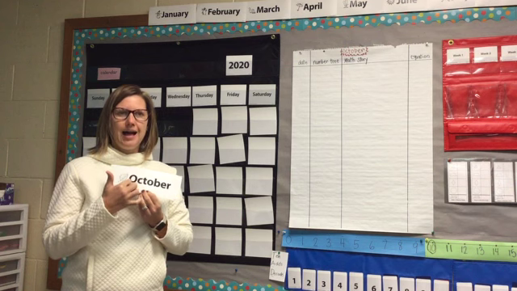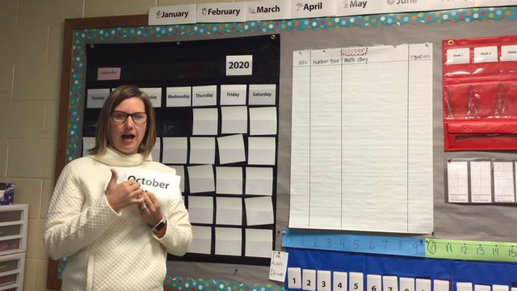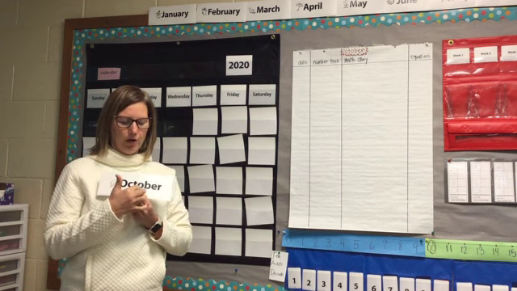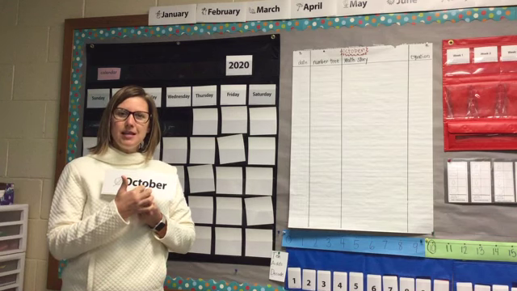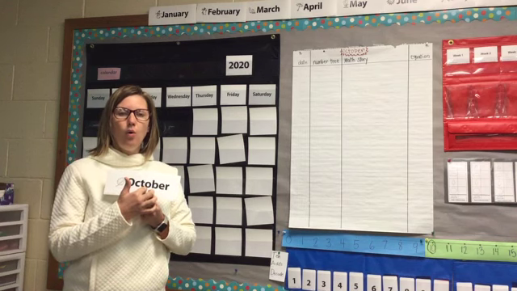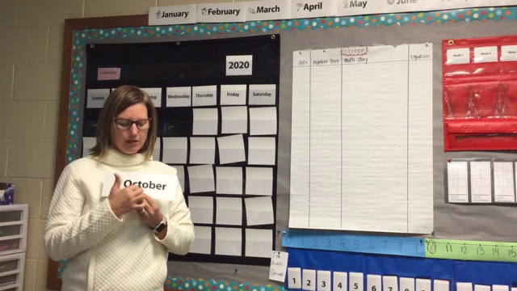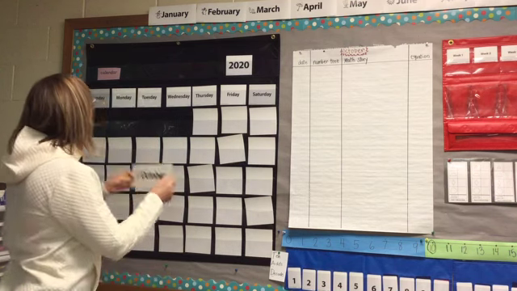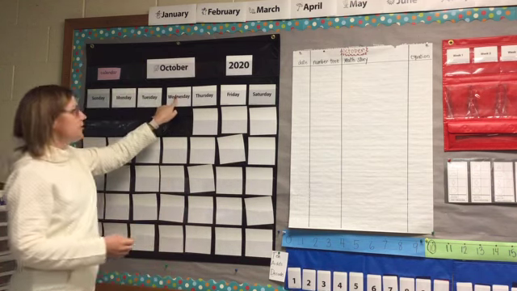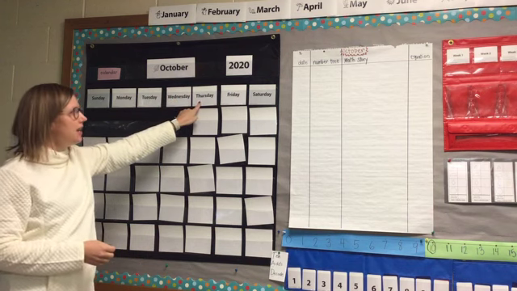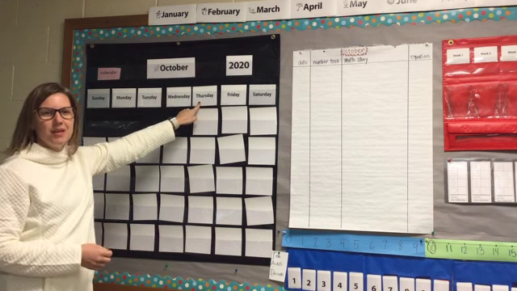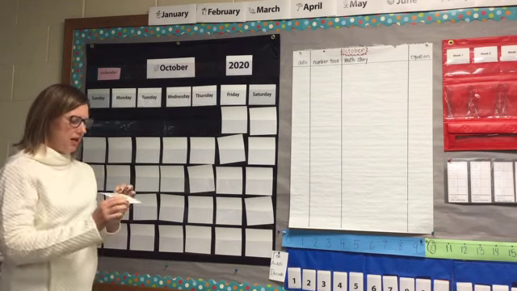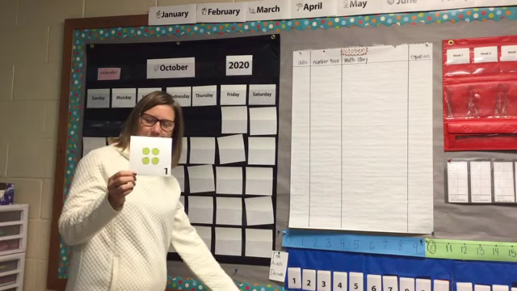And this O says like October. This O says its long name, the O sound, October. Yesterday was Wednesday, today is Thursday. So we're going to take a look at what's on our calendar marker today.